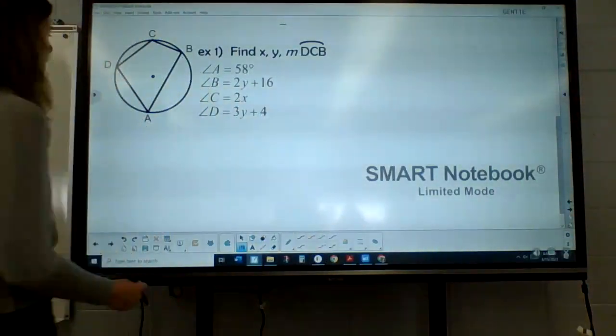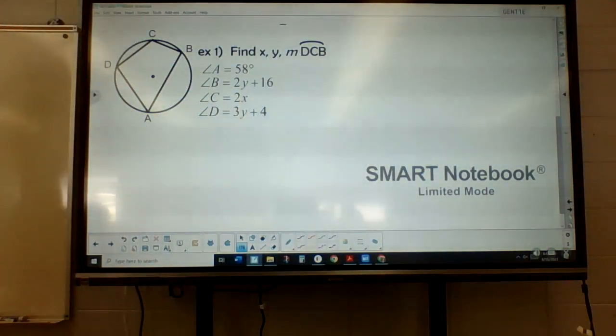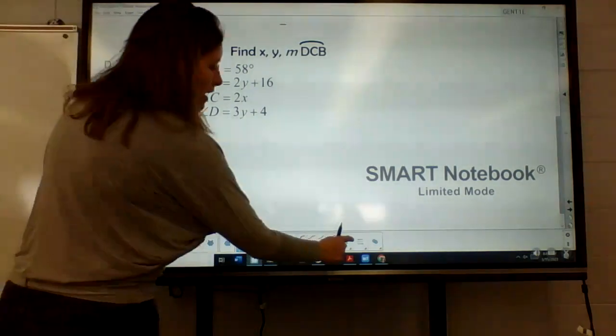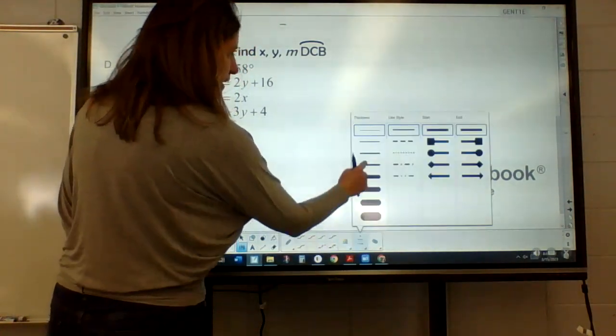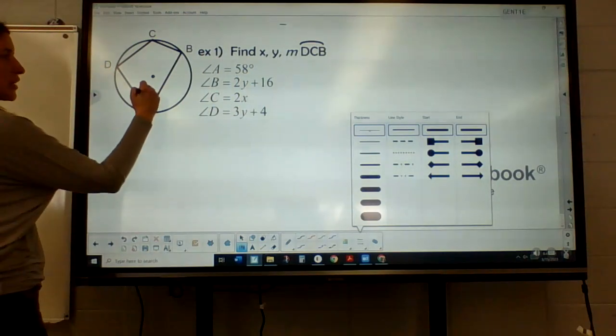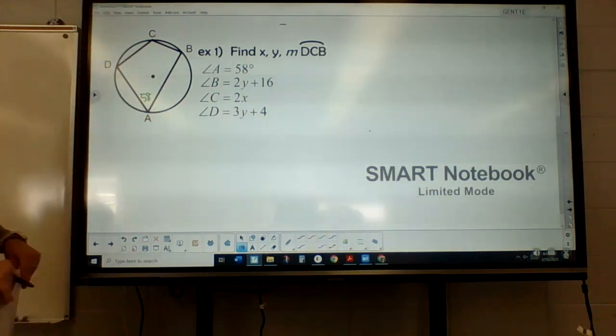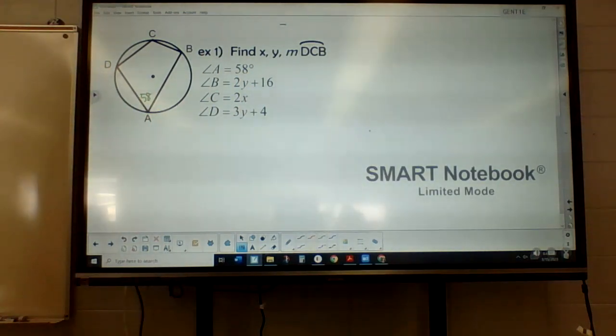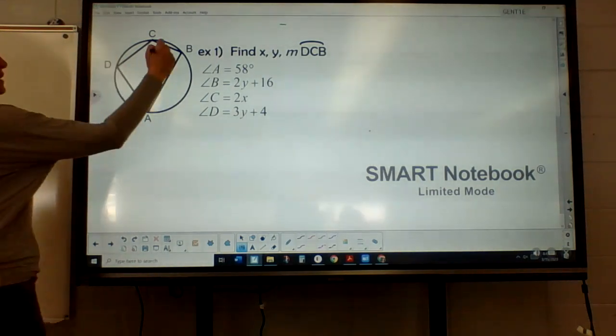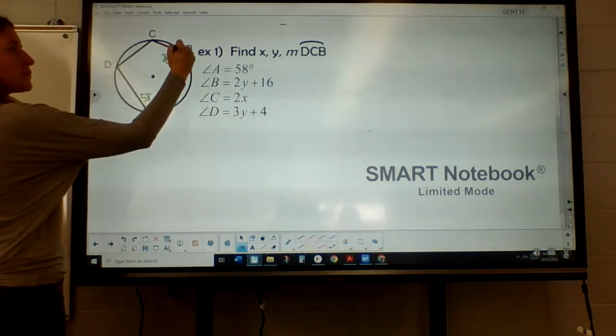Okay, so guys, in this problem, they tell me angle A is 58 degrees. They tell me that B is 2y plus 16. They tell me C is 2x.